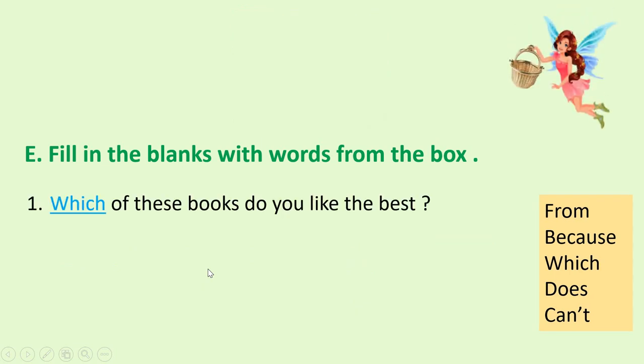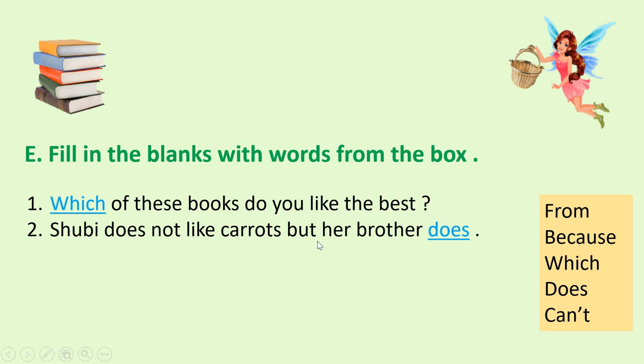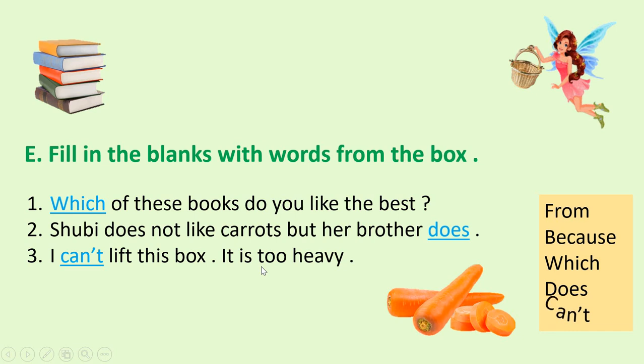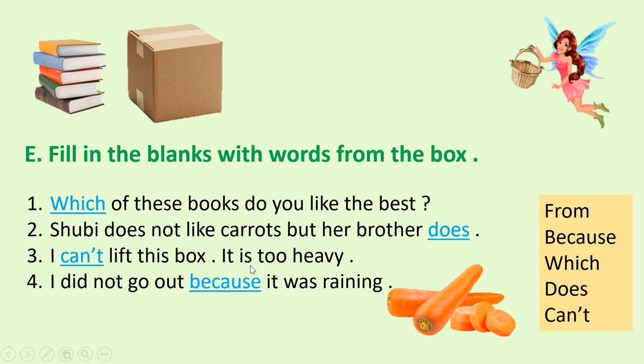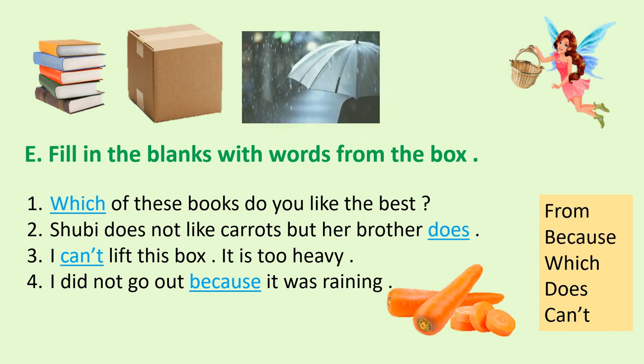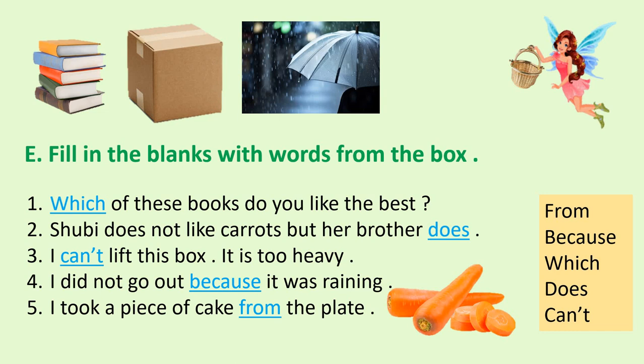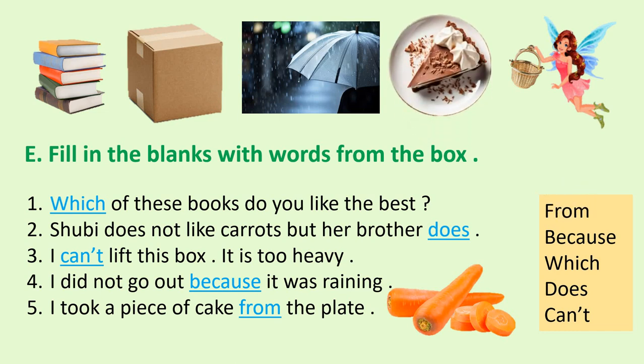So the answers are. Which of these books do you like the best? Second, Shubi does not like carrots but her brother does. Third, I can't lift this box, it is too heavy. Number 4, I did not go out because it was raining. Number 5, I took a piece of cake from the plate. Clear? Let us move to the next page.